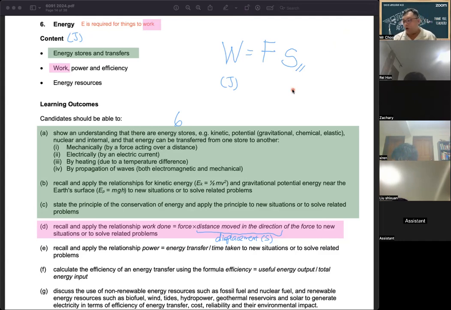I'm going to give you another example. All of you have a handphone, right? If you hold your phone on your hand, just holding on your hand like this, are you doing work? Just holding your phone for 1 hour. Are you doing work?